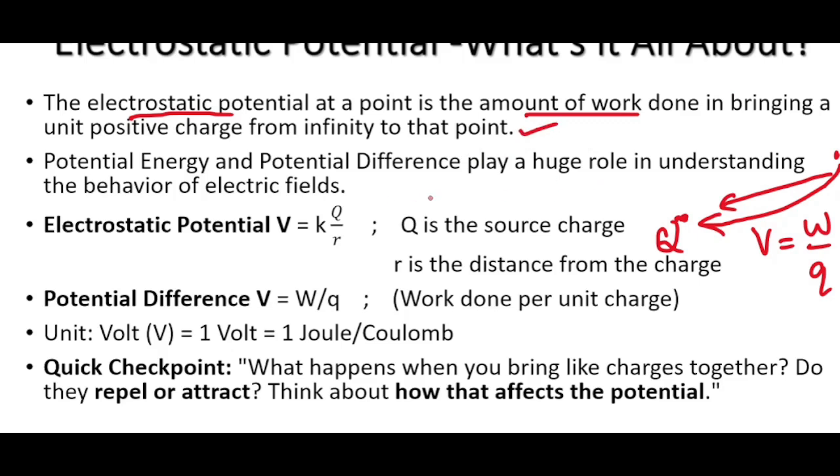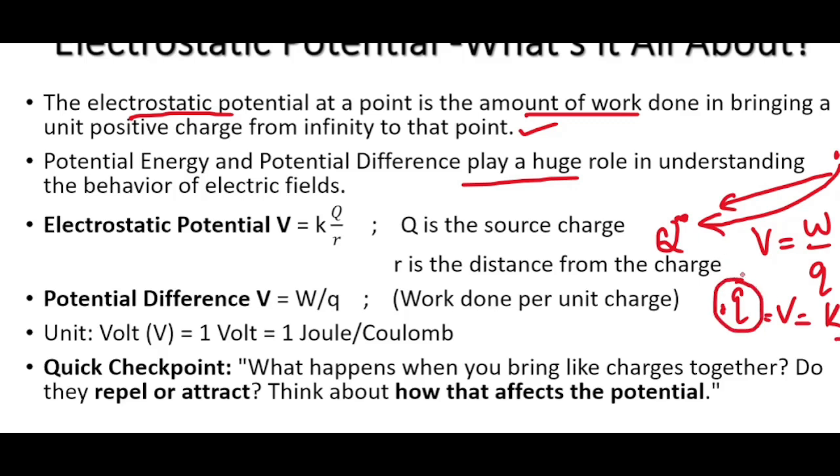And potential energy and potential difference are two different terms, and both of them play a huge role in understanding the behavior of electric fields. Electrostatic potential is simply when there is no bringing of charge, only potential due to this plus charge. Then it is defined as V is equal to K times Q by R, only due to this one charge.